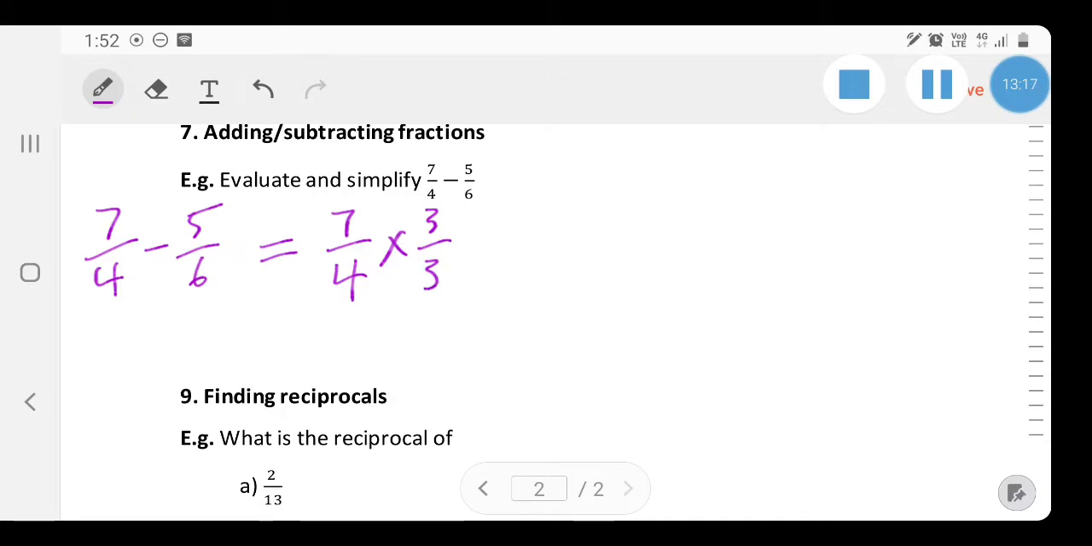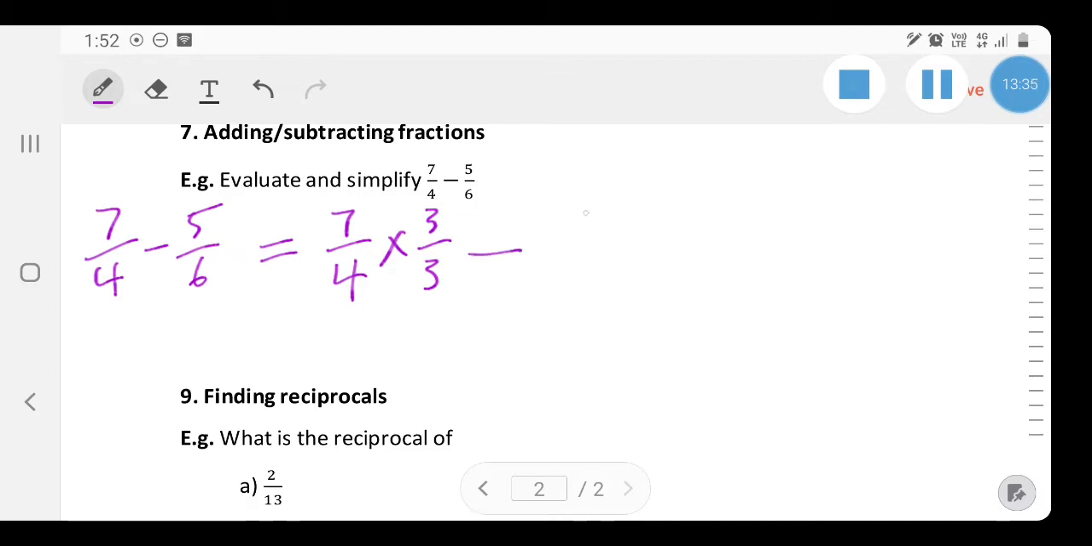Remember, we can only work with equivalent fractions. I can't just change 7 over 4 into something entirely different. I can only multiply it by something that's equal to 1. All right, so 7 over 4 times 3 over 3. That's going to give me a denominator of 12.